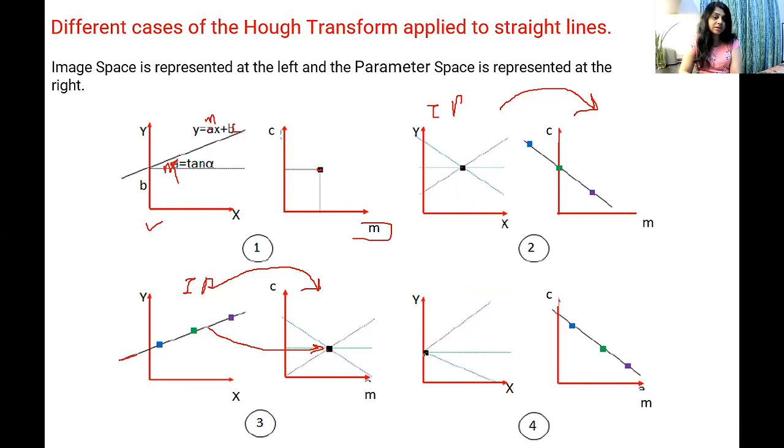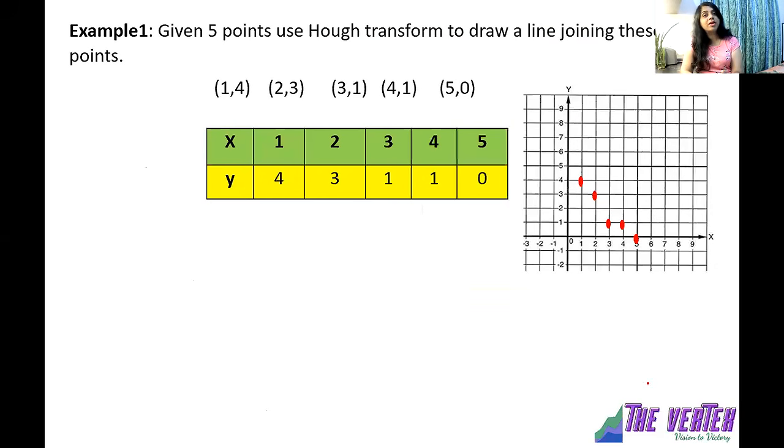Similarly, you can see here this is a black point and these are 3 lines again intersecting at this point. When we map it into parameter space, again you will find that for this point there is a line, and for this line there are points, and they are collinear. That means they are lying on the straight line. The same concept we have to use in this example.